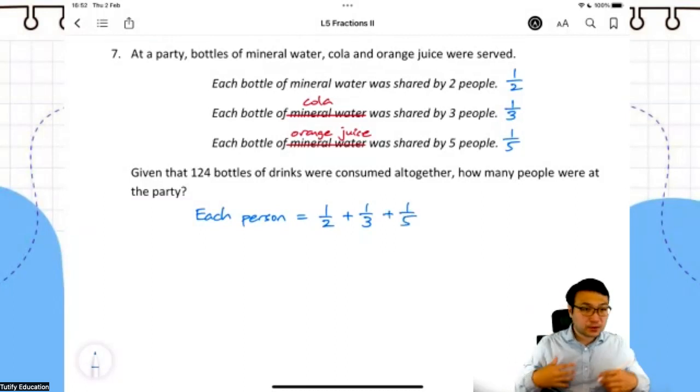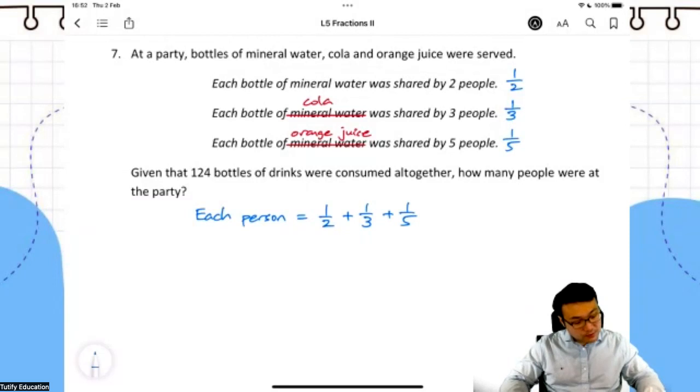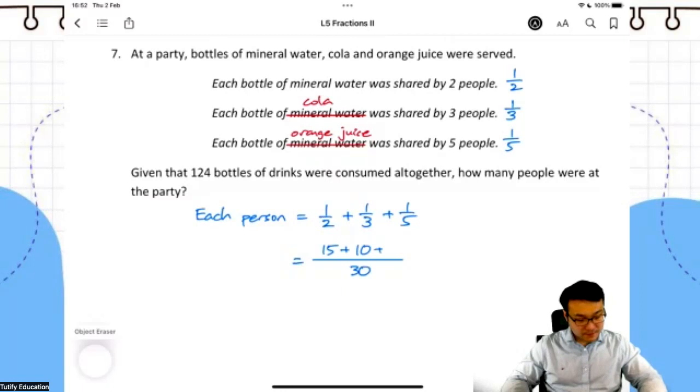So the volume of liquid that I'm drinking, I have to add them together. Can you help me to find out the lowest common multiple? 30. Yes, good. So I'm going to convert this into 15/30. Half is 15/30. 1/3 is how many over 30? 10. And 1/5 is how many over 30? Times 6. Yes. So now I'm going to get 31/30.